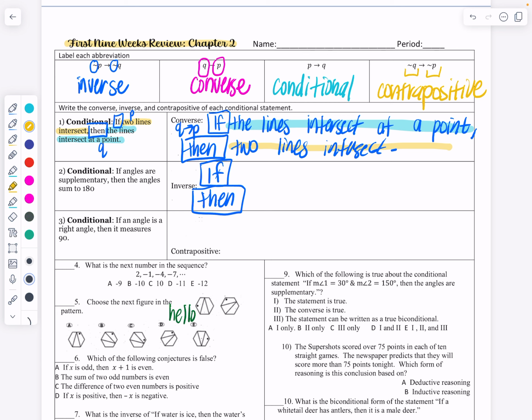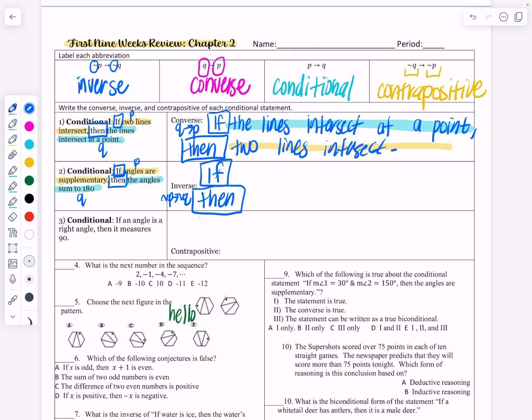Okay, what is my original statement? If angles are supplementary, then what? Then the angles sum to 180 degrees. So there's my if, there's my then. And so what we're gonna do for our inverse is go not P, then not Q. Okay, so this is my if P, then Q statement.